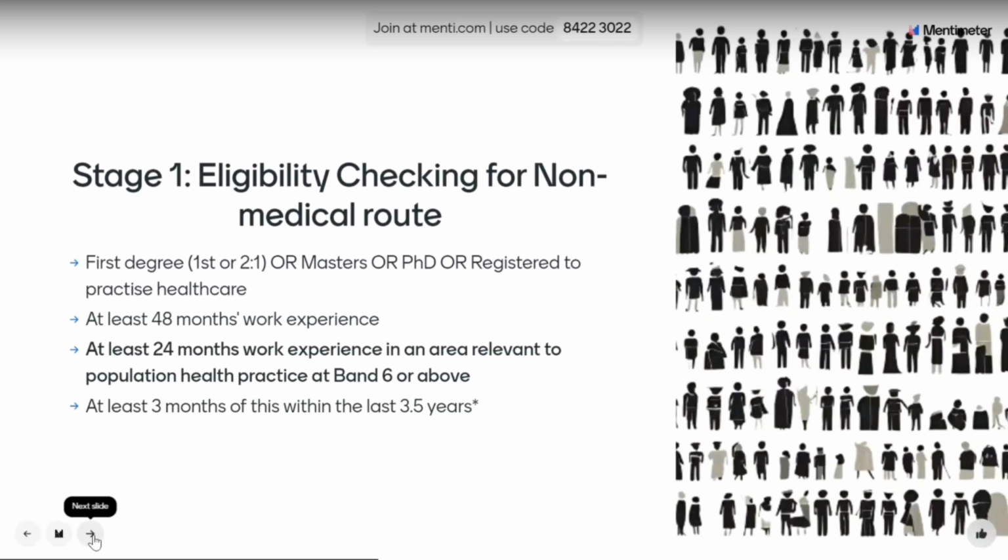And then you need to have at least 48 months of work experience. General work experience, it doesn't have to be medical, it doesn't have to be related to public health, that 48 months to meet that criteria. So you could have worked in whatever other field, as long as you have 48 months of work experience, you are eligible.